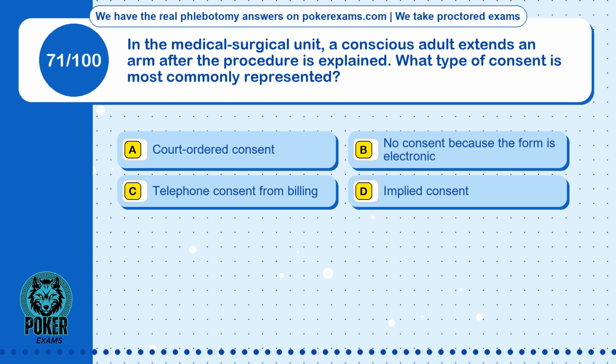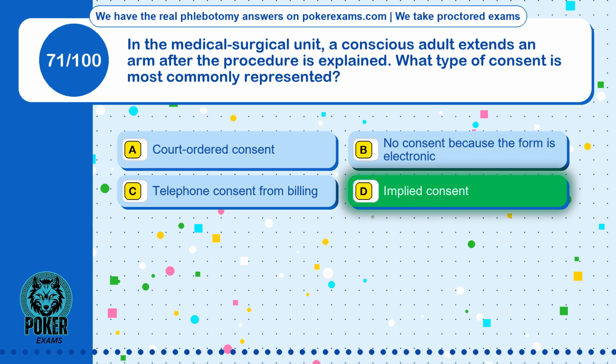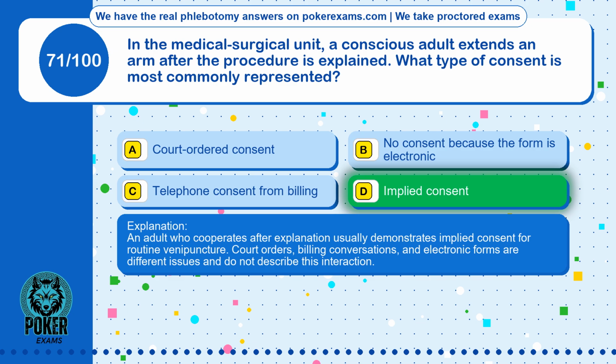Option D, implied consent. The correct answer is option D, implied consent. An adult who cooperates after explanation usually demonstrates implied consent for routine venipuncture. Court orders, billing conversations, and electronic forms are different issues and do not describe this interaction.